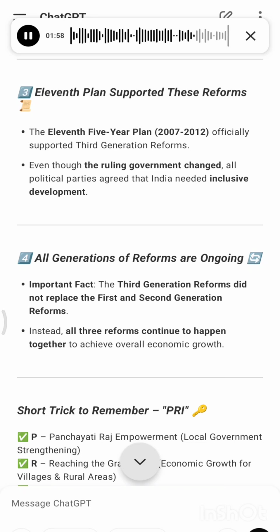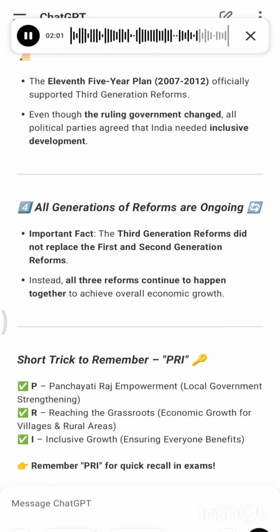4. All generations of reforms are ongoing. Important fact: the third-generation reforms did not replace the first and second-generation reforms. Instead, all 3 reforms continue to happen together to achieve overall economic growth.